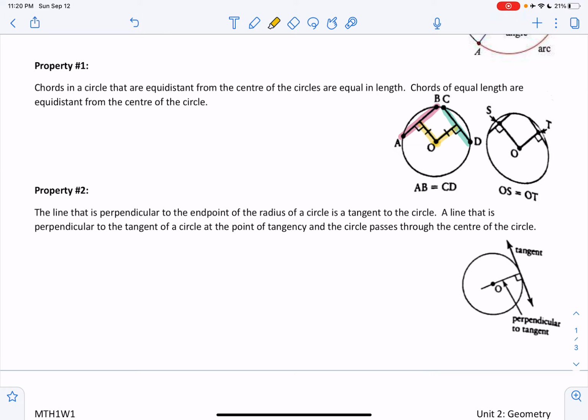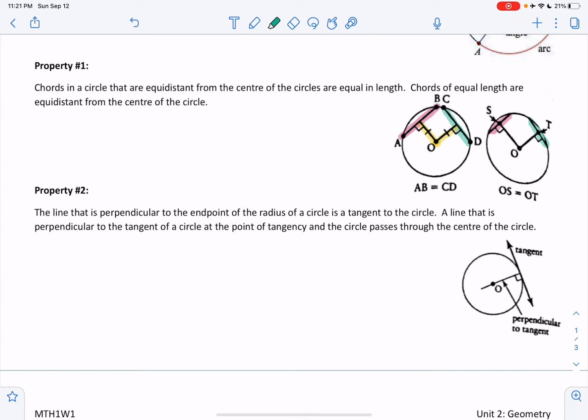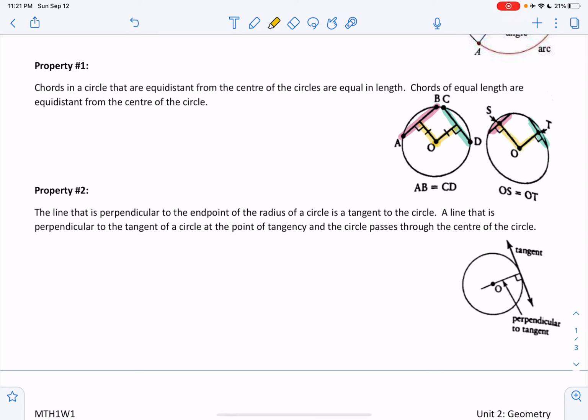It was just because they were pulled from another worksheet, but they will always be the same. Now, similarly, if I have chords that are equal length, then they have to be the same distance away from the center. So that is true as well. So if I know for sure that the pink chord and the green chord are the same length, if I made sure of that when I made them, they have to be the same distance from the middle. So that's the idea of that one.